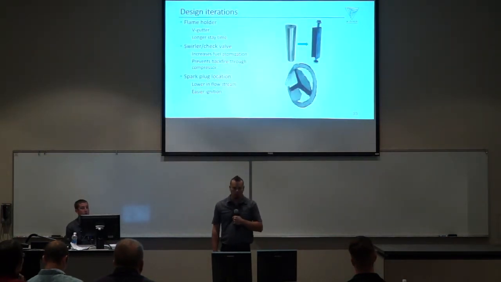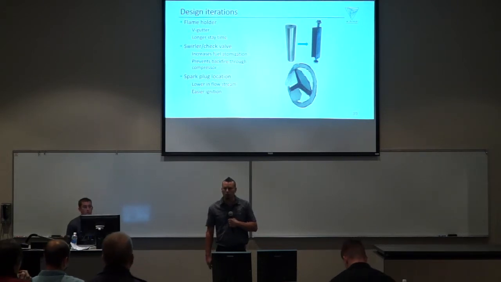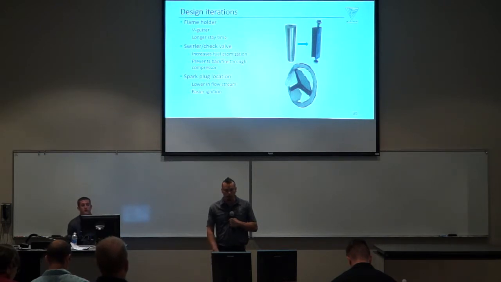From these tests, we determined some design iterations that we needed. The first was a flame holder. We switched from a cylindrical flame holder to the V-gutter. This gave us longer stay time and a better combustion time inside of the afterburner.